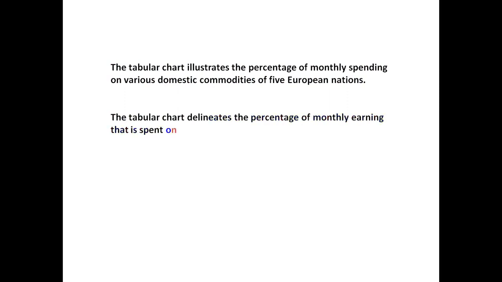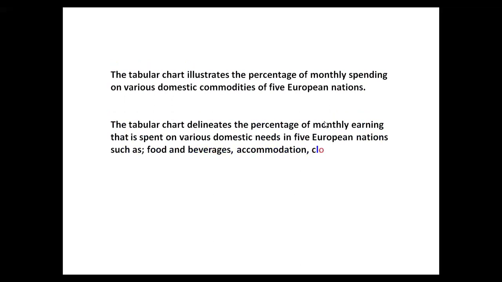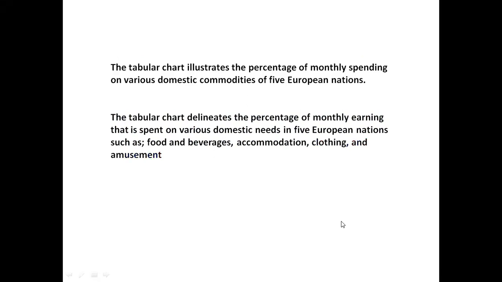So what we can write here is: the table can be replaced with tabular chart. The tabular chart illustrates the percentage of monthly spending on various domestic commodities of 5 European nations. That's what it represents basically. We can also write: the tabular chart delineates the percentage of monthly earning that is spent on various domestic needs in 5 European nations, such as food and beverages, accommodation, clothing and amusement. So that's how it is done, right?